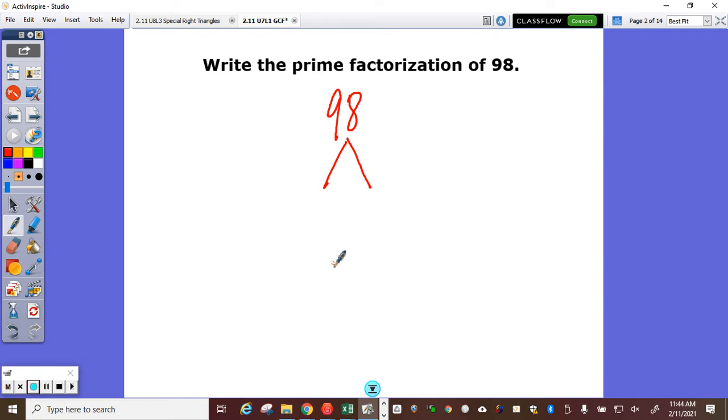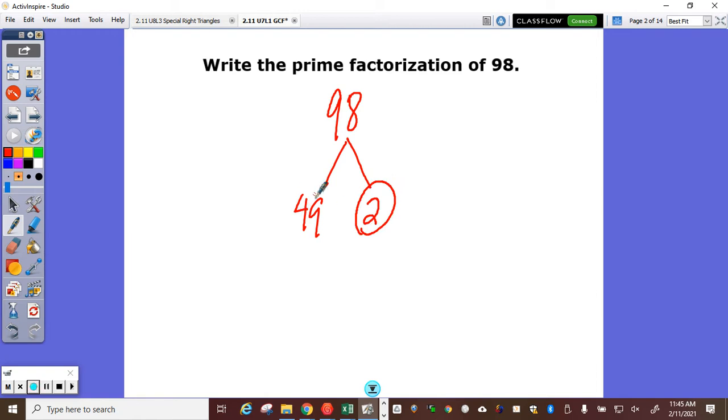1 and 98. The other one? 49. 49 times 49 is not 98. 2. Very good. All right. And 2 is a prime number, so we're going to circle this.